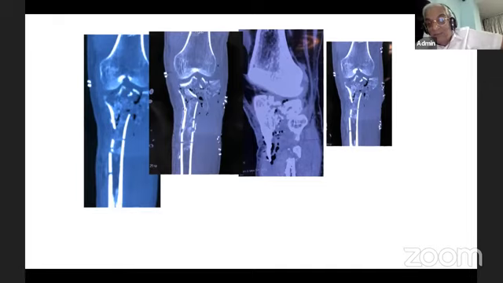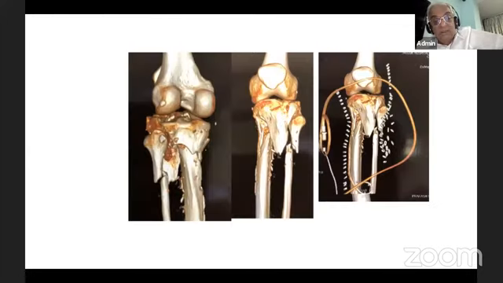Because exactly this is what we have done. This is the CT which was done immediately afterwards, as soon as the hardware was removed. Here is the 2D, here is the 3D. This is how it was. And I waited for about a week or so until everything settled down and there was no infection. Now you proceed further. How do we go ahead?